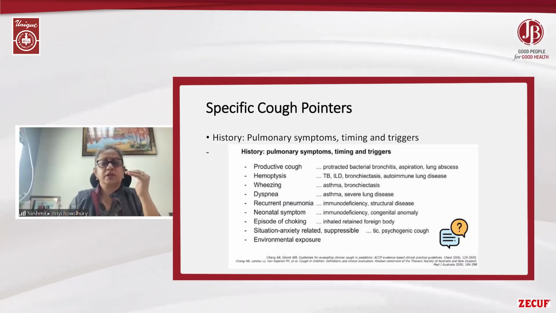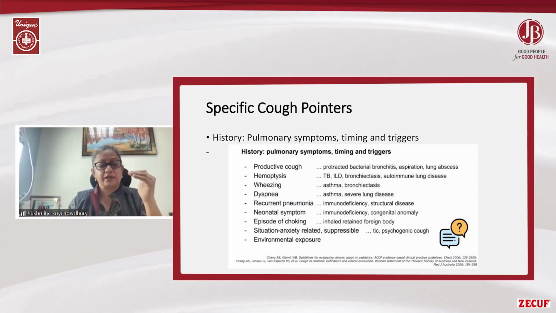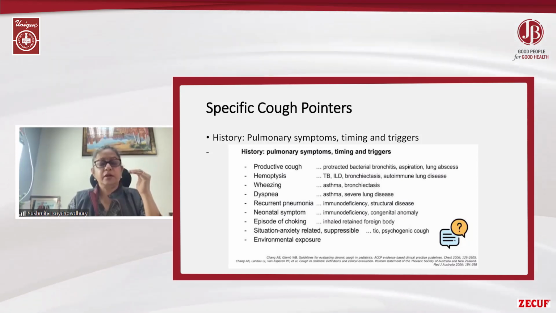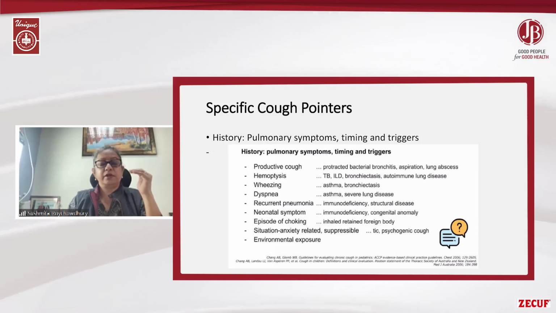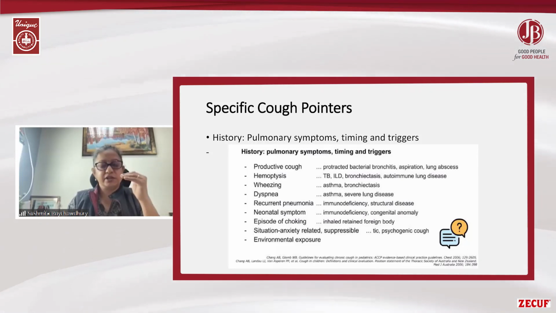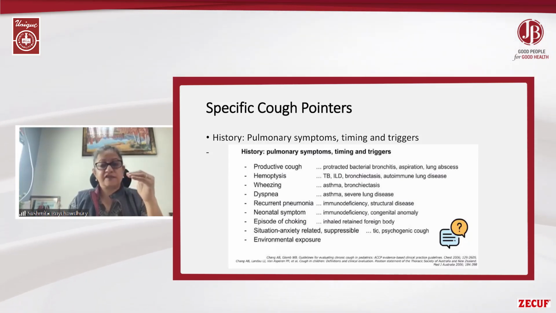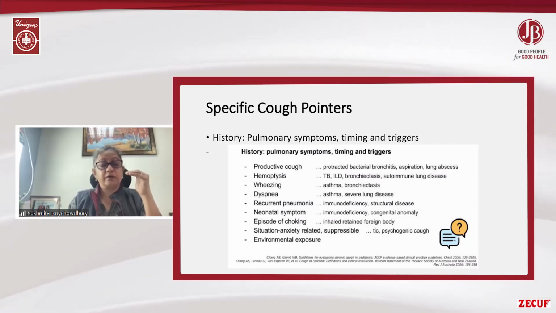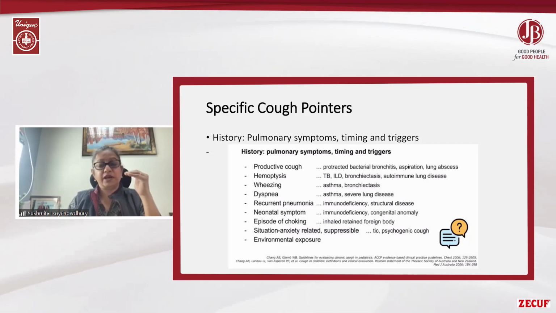The most common cause is protracted bacterial bronchitis if a patient presents with productive cough. Hemoptysis, patients may present with infections like TB. ILD is not that common in children, but bronchiectasis and cystic fibrosis are the common causes where they may present with wheezing, productive cough, and hemoptysis. And recurrent pneumonia may be another cause. In children with episodes of choking, please look for any evidence of an inhaled retained foreign body. So these are pointers in the history.